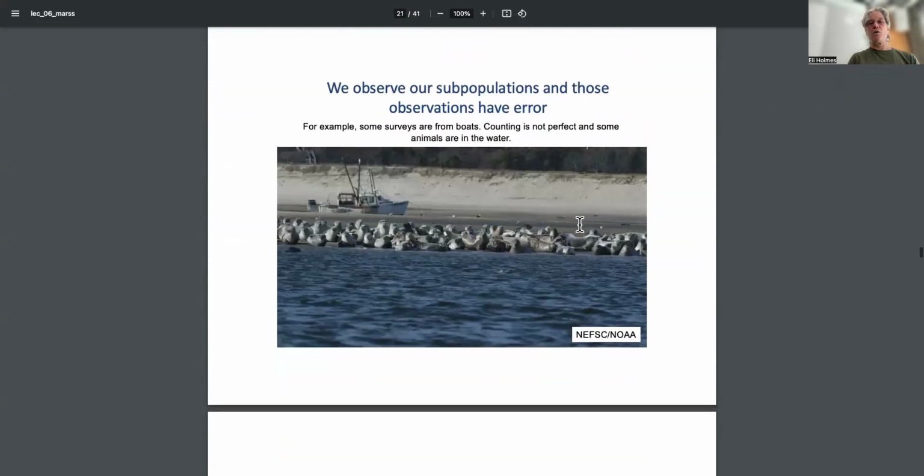Okay, so now we've got that done. The next thing we have to think about is how do our observations relate to those subpopulations? I realize every time I look at this, I think, oh, those are seabirds. They're not seabirds, they're harbor seals. I'm just kind of looking at the boat.